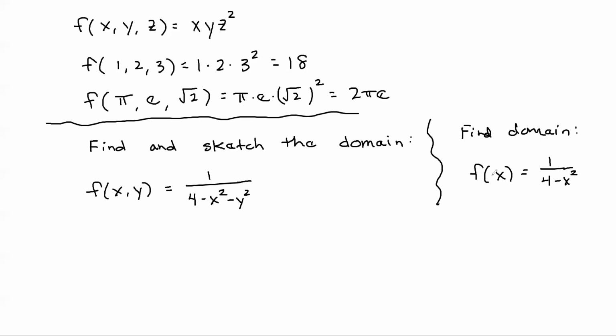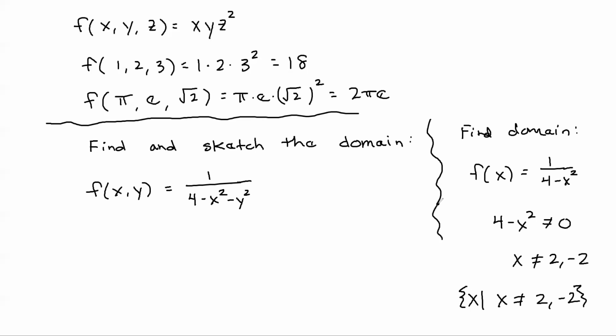And so the way that you do this is you say, well, 4 minus x squared cannot be 0, right? And then from there, you could move stuff around, and you'll end up getting that x cannot be 2 or negative 2. Okay. And so we would say the domain is x such that x is not equal to 2 or negative 2. Right? That's how you'd do it with a single variable. So we need to start there. You need to understand that process before you could try the process with multiple variables.